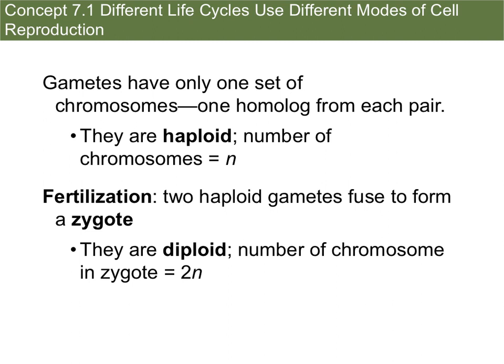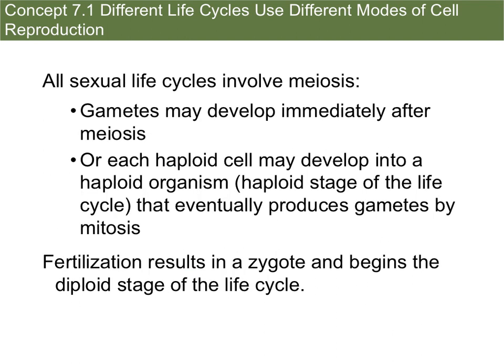Gametes, on the other hand, only have one set of chromosomes, so they have one homolog from each pair. These gametes are considered haploid, meaning the number of chromosomes is N, or one set. Fertilization occurs when two haploid gametes fuse to form a zygote. Now, this zygote that's formed is now diploid, meaning the number of chromosomes in the zygote is 2N, or two sets.